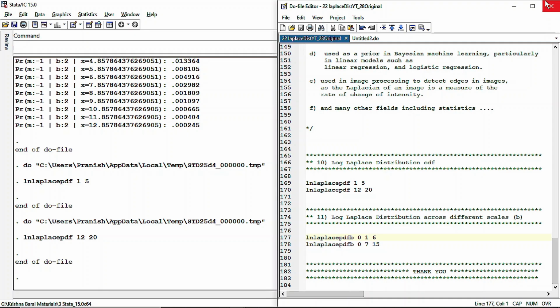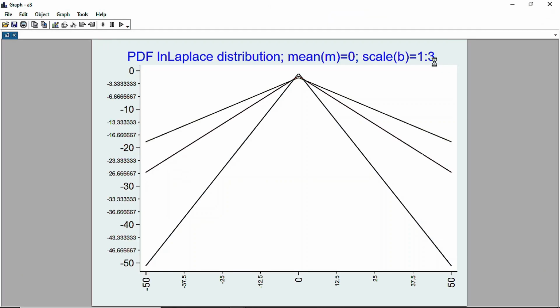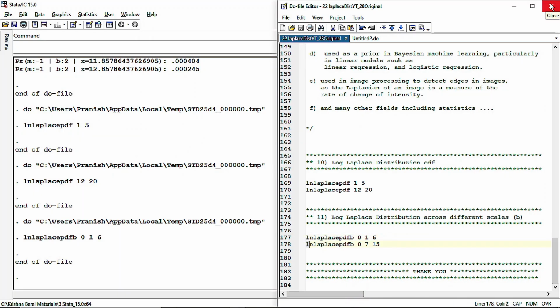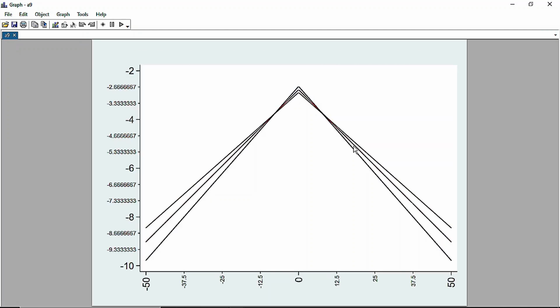Now let us draw the PDF of the log Laplace distribution for different scale parameters. The mean parameter is 0, so the graph should be centered at 0, and we change the scale parameter b from 1 to 6, and let us see what it looks like. As the scale parameter increases, the variance of the distribution also increases. Let us reinforce this concept. Let us center the log Laplace distribution at 0, and change the scale parameter from 7 to 15. Again, as the scale parameter increases, the variance of the graph increases.